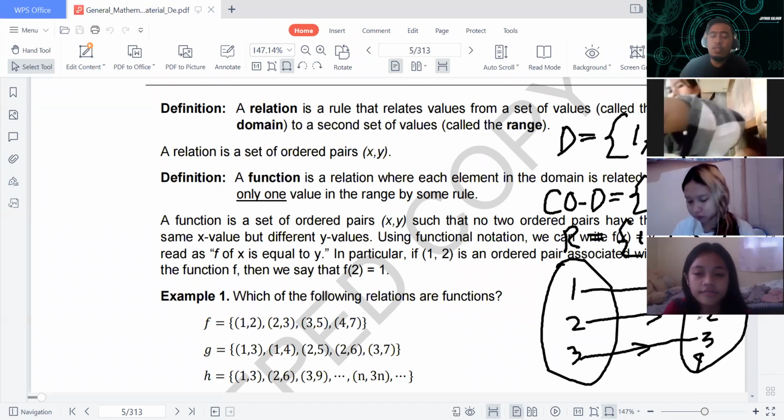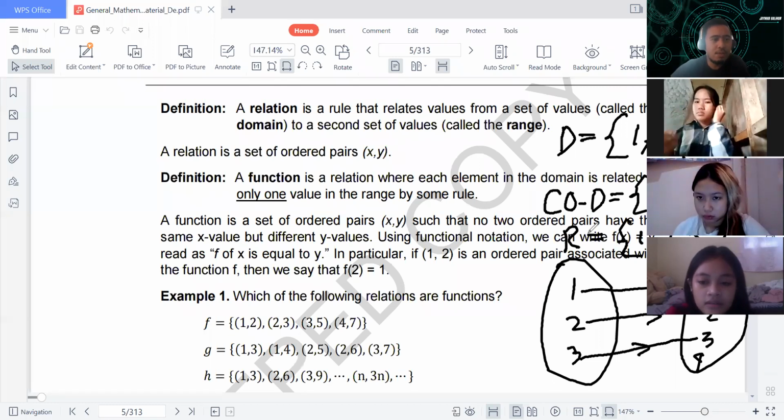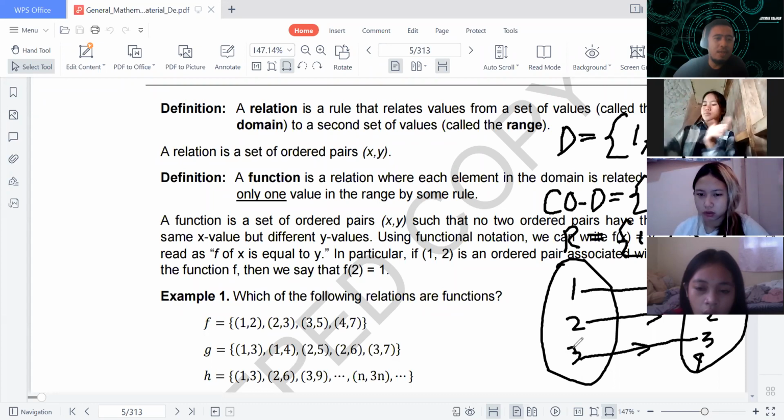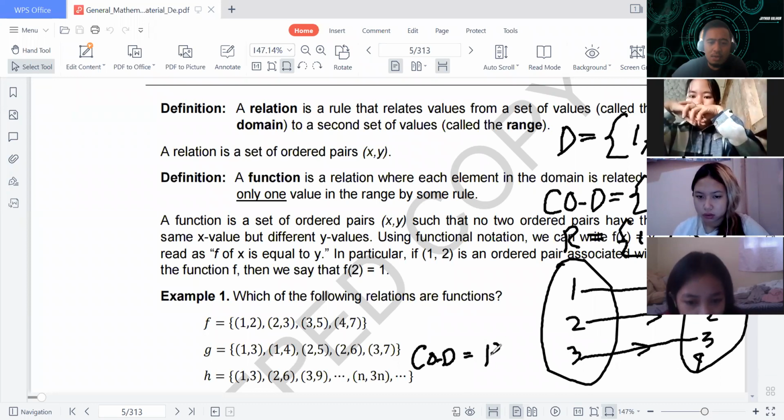Clear? So, when can we say that the codomain and range will be equal? Anyone? Any volunteer? When can we say that the codomain is equal to your range?